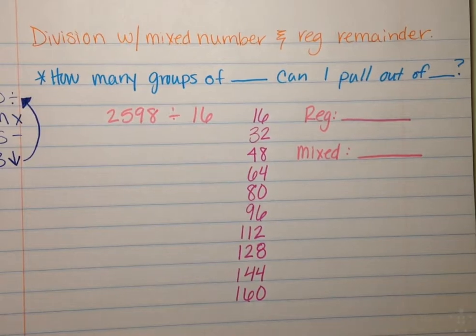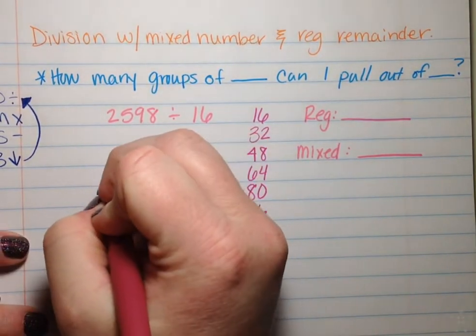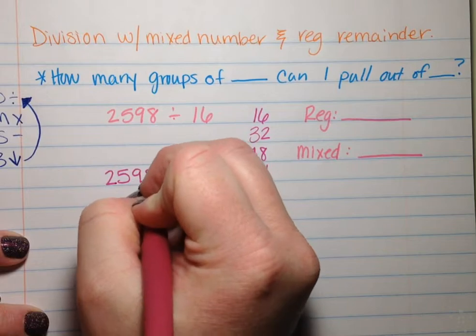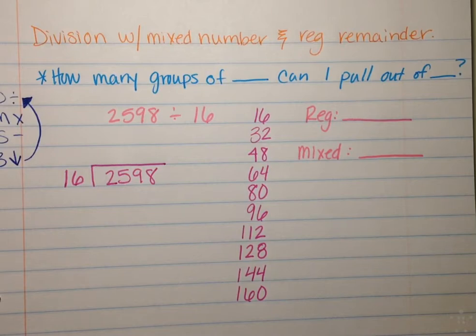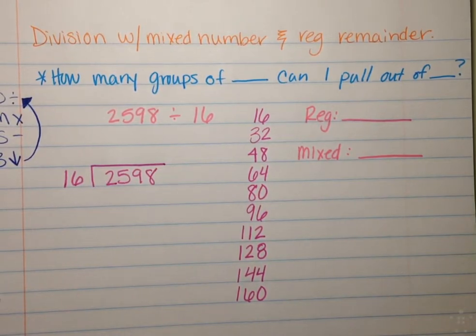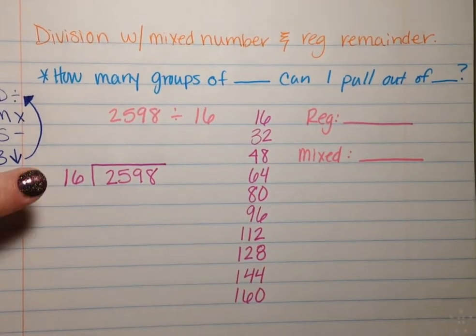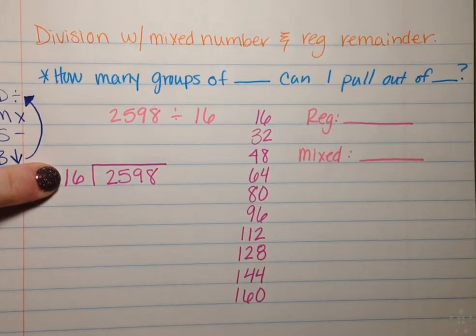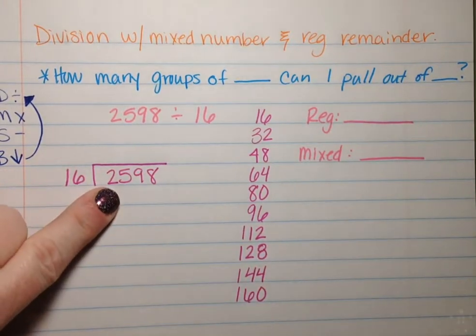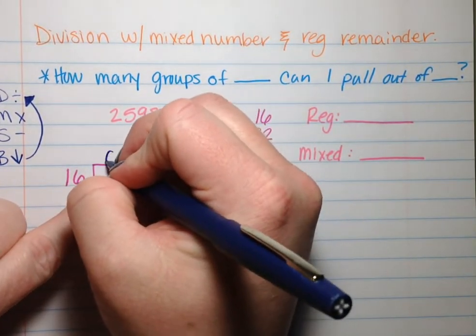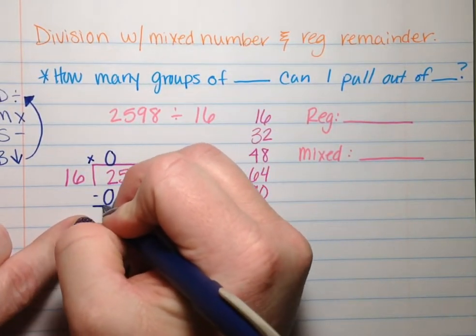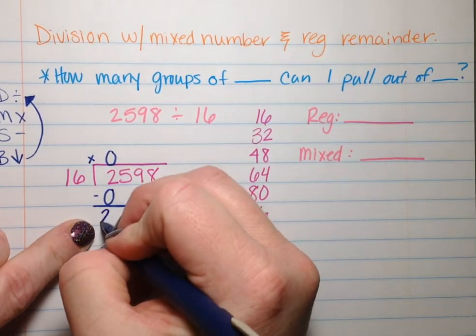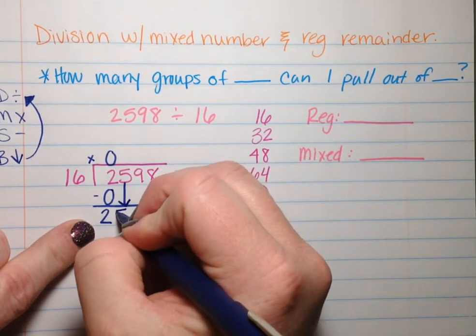Move that aside. I'm going to go ahead and rewrite my division problem: 2,598 divided by 16. Okay. First step, we're going to ask ourselves that question. How many groups of, always our divisor, 16 can I pull out of 2? 0. Multiply. 0 times 16 is 0. Subtract, bring down the 5.